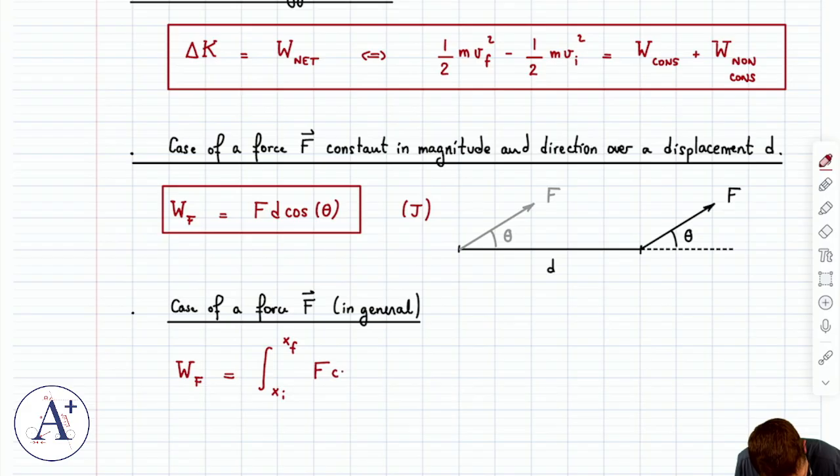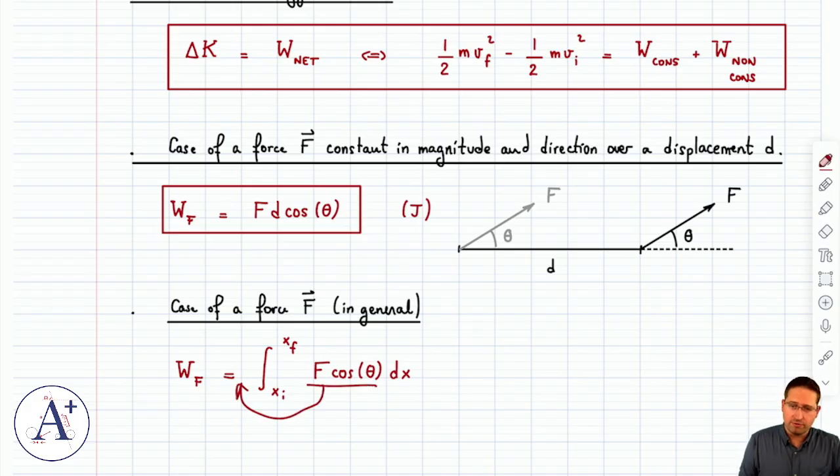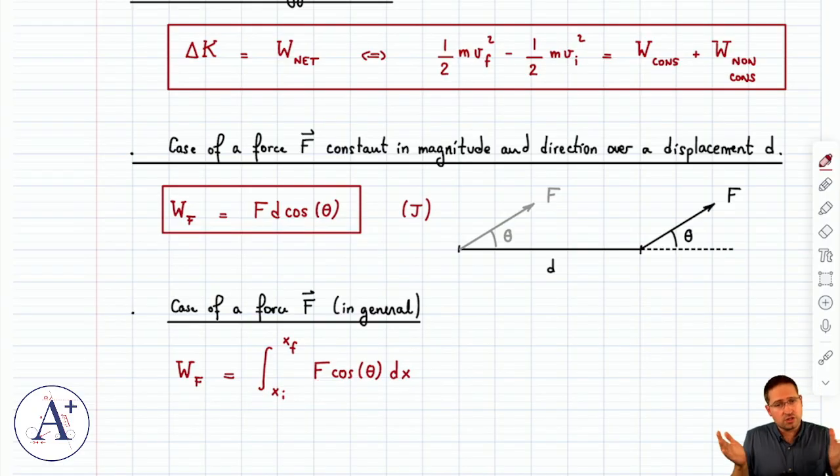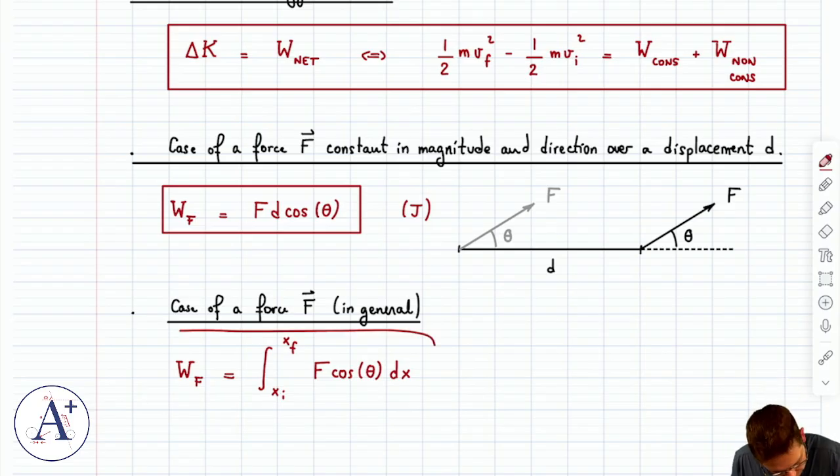F cosine of theta dx. Now, of course, if F is constant in magnitude and direction, it comes out in front of the integral, you integrate dx over your displacement, and you're going to get F cosine theta d. But there is no guarantee that you can pull this out in general. The force can change, theta can change, and so the best that you can do in that case is just write the integral in this form.